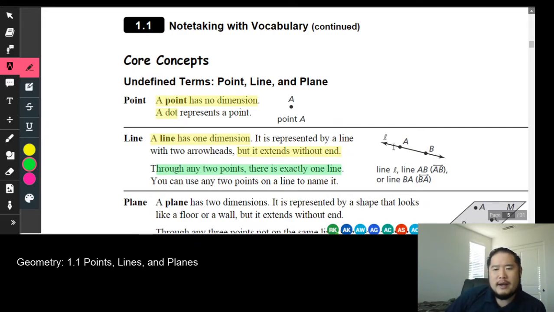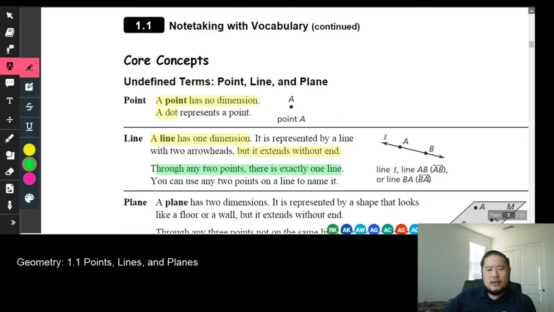And if you look right here on this diagram, there's actually this lowercase l in cursive, and that lowercase l is actually telling us that this is also called line L. So if there's one letter and it's in cursive, lowercase, then that will also be the name of a line. And typically it's right above it or right below the line.